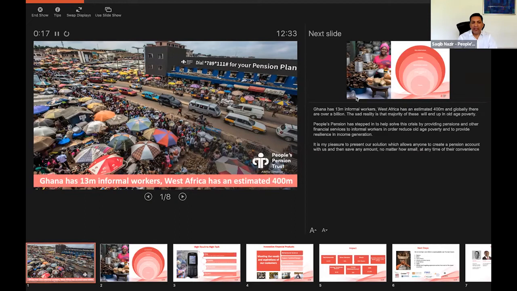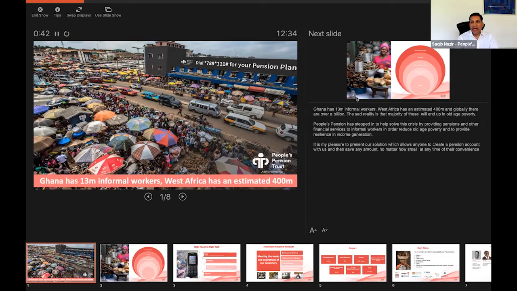Ghana has 13 million informal workers. The population of Ghana is 30 million. If you set a working age of half, that would be 15 million workers. Only 2 million workers are formally employed. The remaining 13 million are informal workers. I don't think they are unemployed. I think they are informally employed, perhaps underemployed, but definitely employed for themselves and generating revenue.